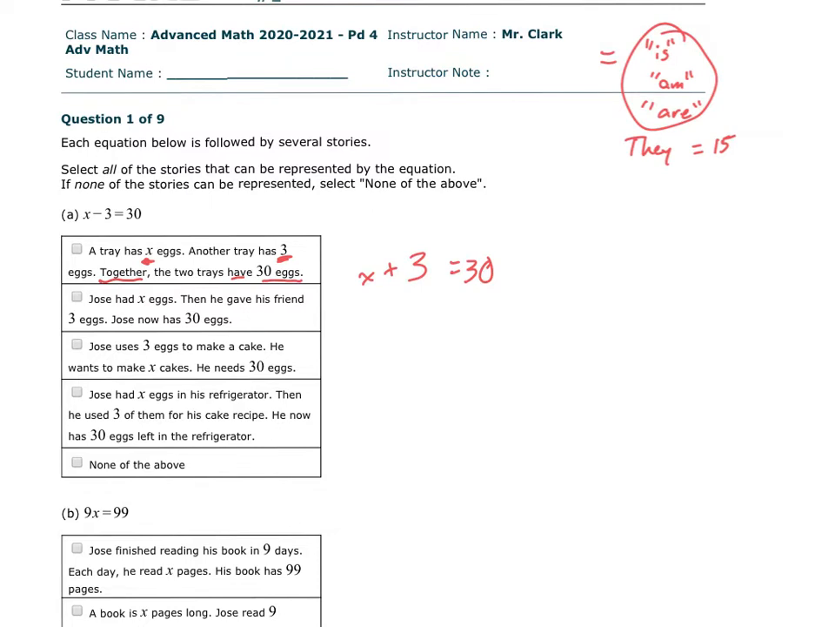This next question. Jose had X eggs. He gave his friend 3 eggs. Jose now has 30 eggs. So similarly, he started with X, he gave away 3, and now he has 30. Jose uses 3 eggs to make a cake. He wants to make X cakes. He needs 30 eggs total. We could write this a couple ways. One way would be 3 eggs per cake for X cakes equals 30 eggs. So 3x equals 30. That's the same as 3 times x equals 30.